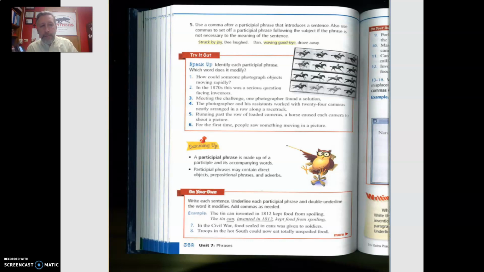So that one maybe was a little trickier, but really focus on what exactly it is modifying. So what exactly is it talking about? Because the people were not moving in a picture, right? The something was moving in a picture. Whatever that something is, we don't know. It doesn't tell us. All right, so that's our lesson for today.